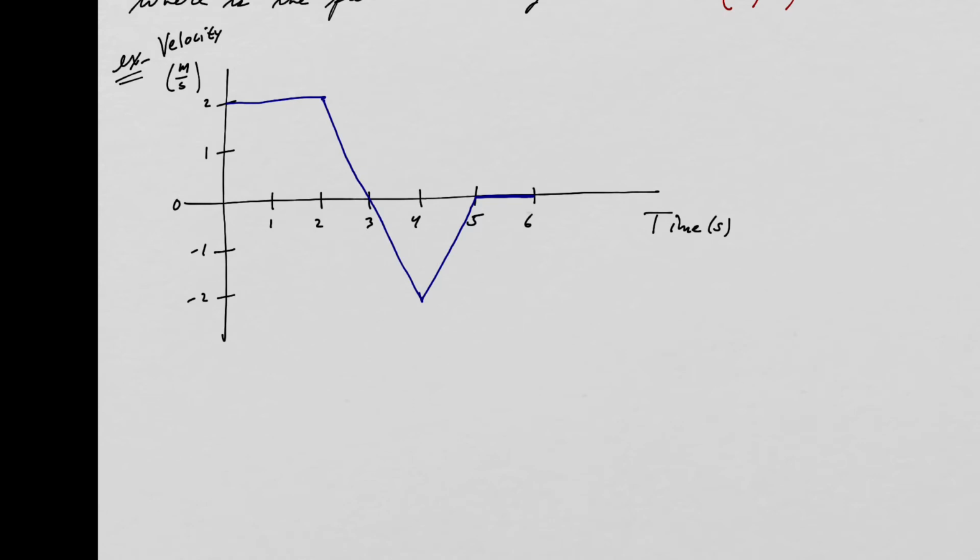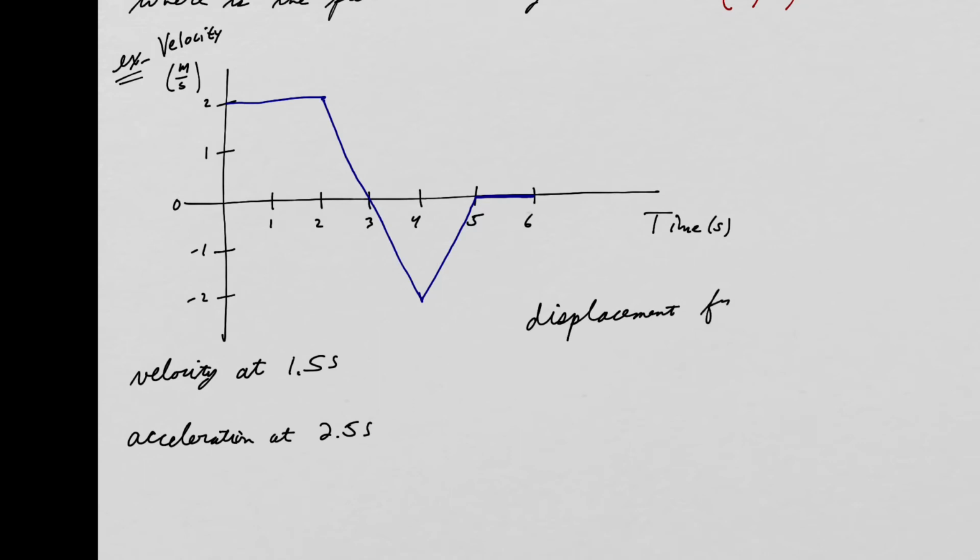Okay, and I want to ask several questions about this. So let's say I want to know, based on that graph, what is the velocity at 1.5 seconds? I want to know the acceleration at 2.5 seconds. And I want to know the displacement from 1 to 5 seconds.